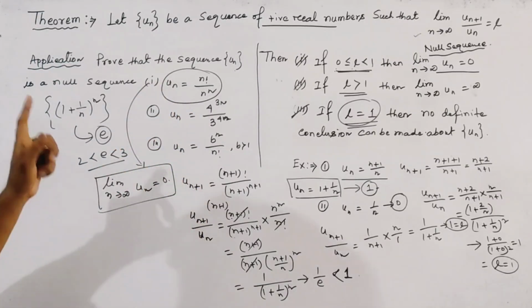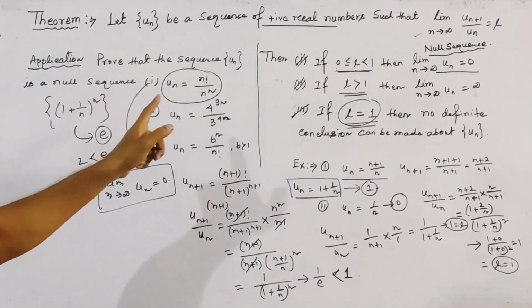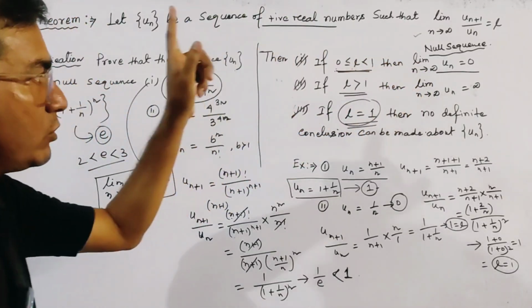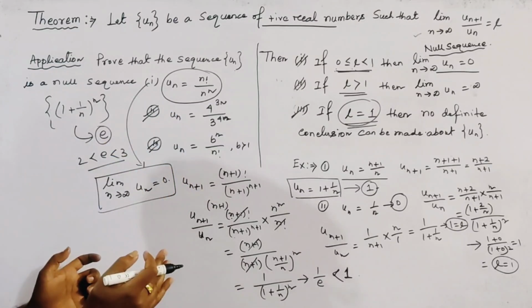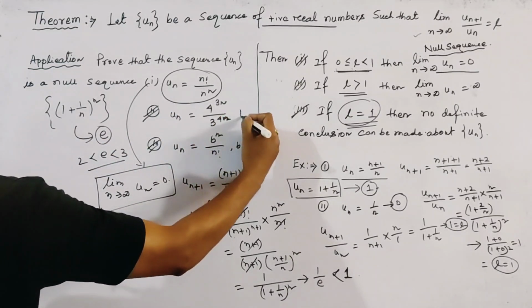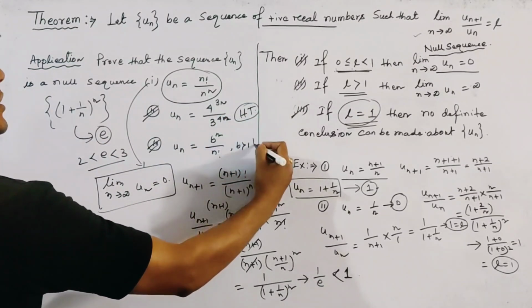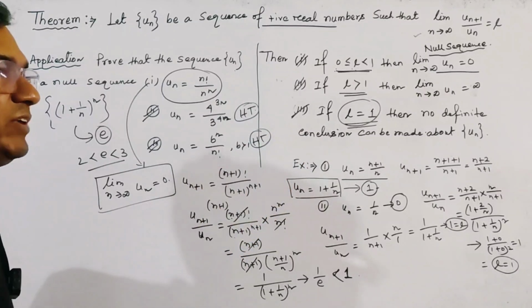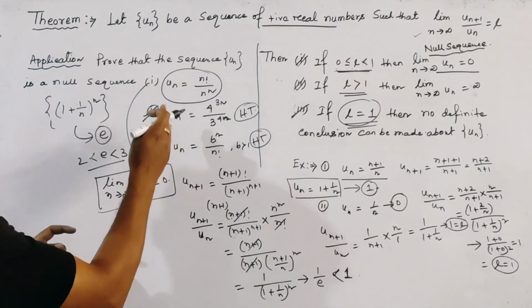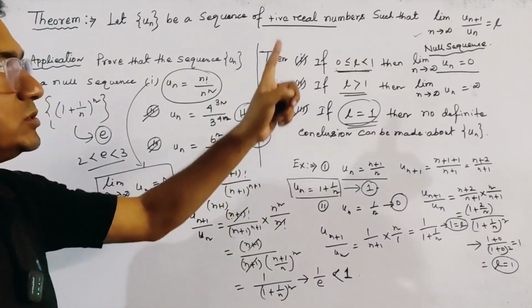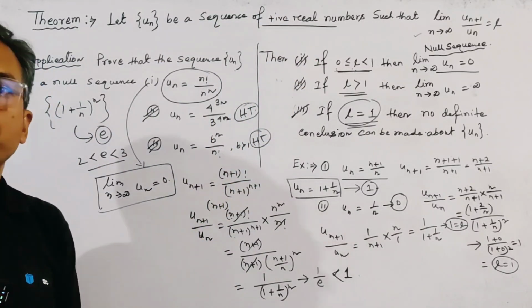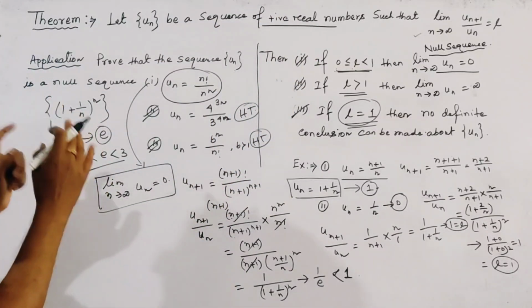Similarly, by using this theorem we can also prove the second and third problems very easily, and these two are your home task. Very easily we can show that these are also null sequences using this theorem. Very important theorem, and we also solved here a problem from your exercise.